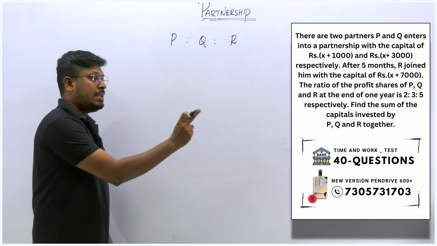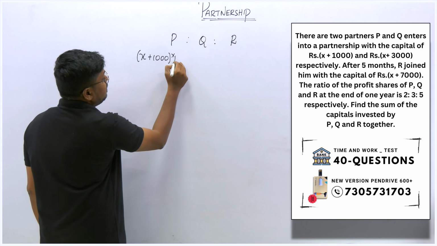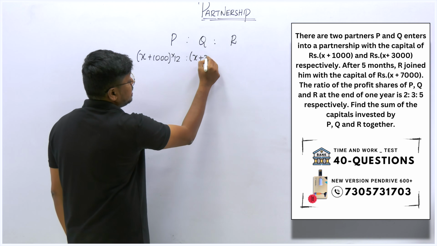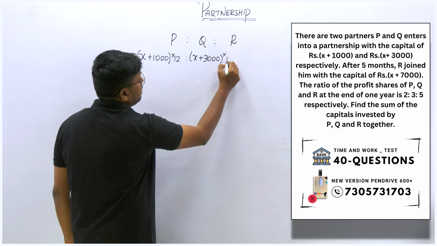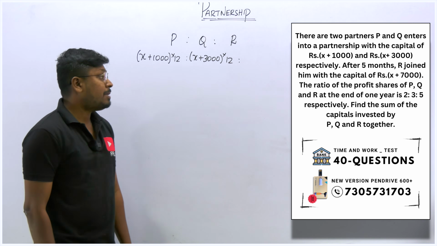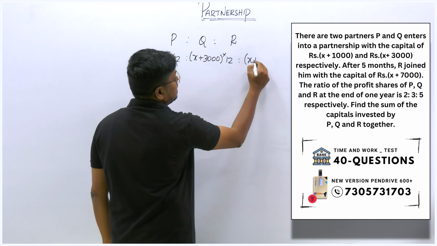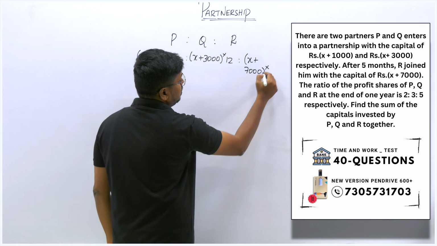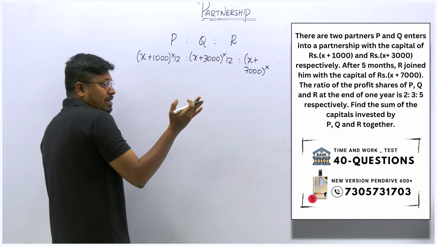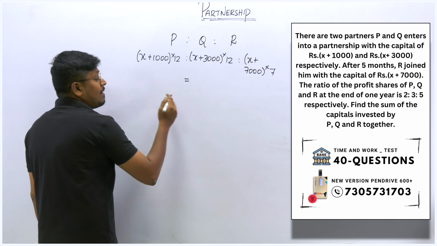So now the first person investment is x plus 1000. X plus 1000 is the first person investment, and he will be there in the business for the complete 12 months. So similarly, the second person investment is x plus 3000, and he is also in the business for the complete 12 months. And the new person, after 5 months only, the person R joined with the investment of x plus 7000. So x plus 7000, right? So into only after 5 months. So if it is only after 5 months, then he will be in the business for the remaining 7 months, into 7, right? So now they have given the ratio itself.